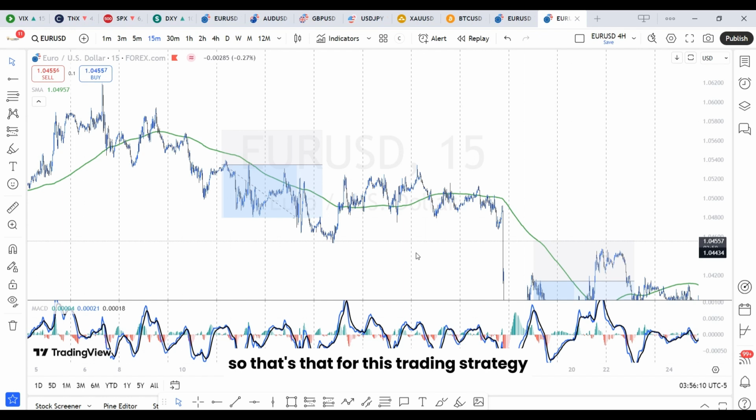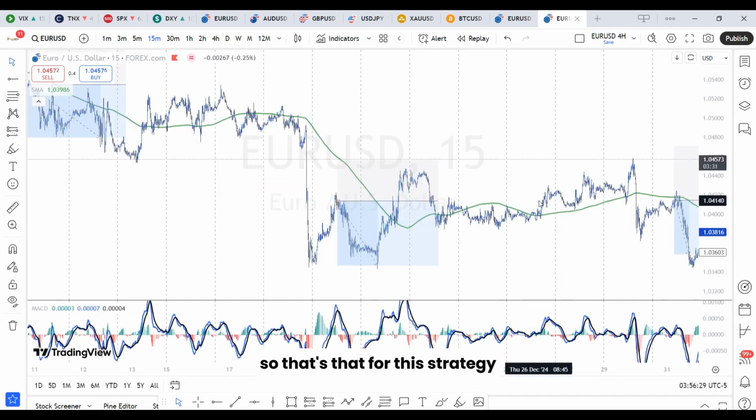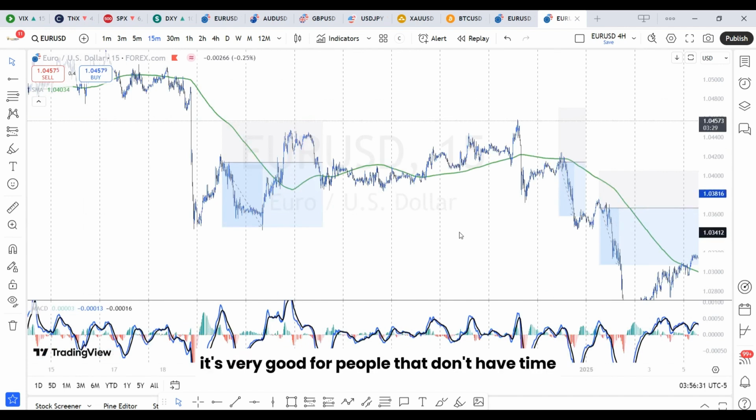So that's that for this trading strategy, the MACD and 200 moving average trading strategy with a 1:5 risk to reward and a 60% win rate. So that's that for this strategy. It's very good for people that don't have time to always come to the market. They just want to come when they get this strategy.